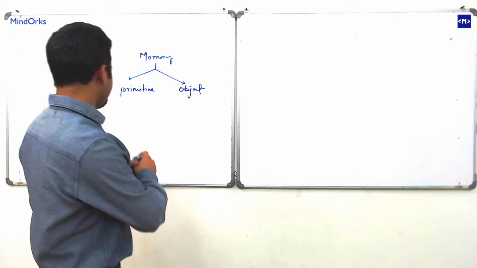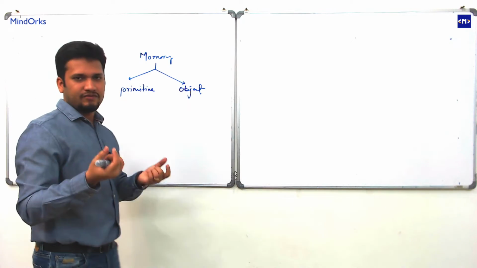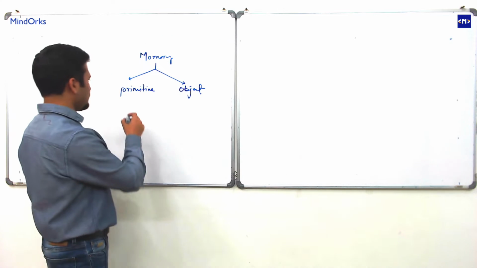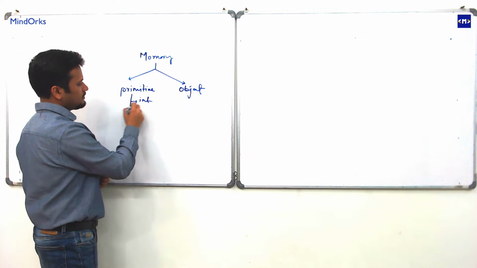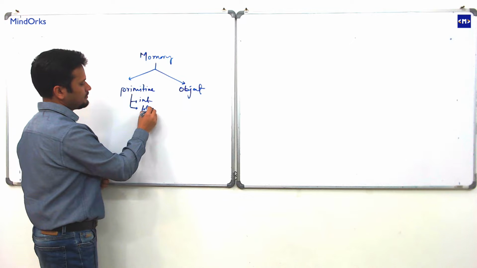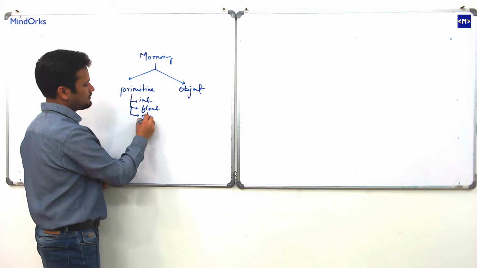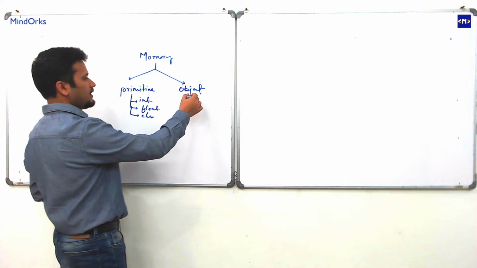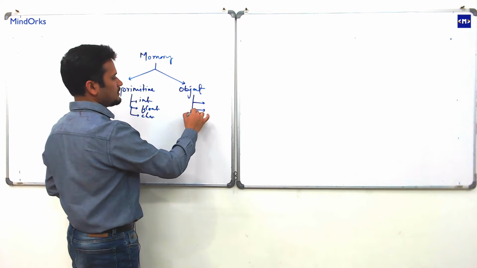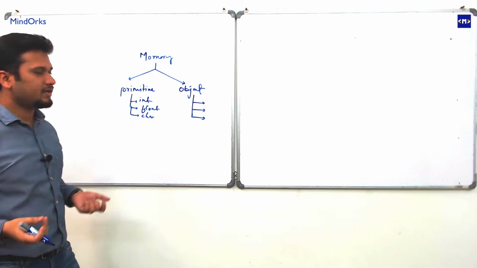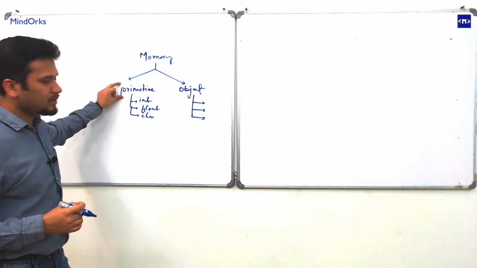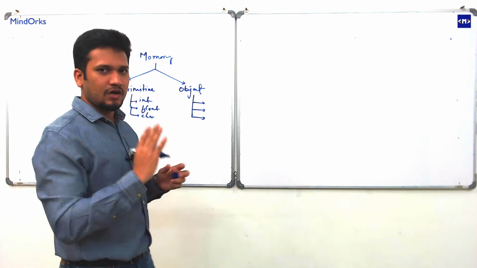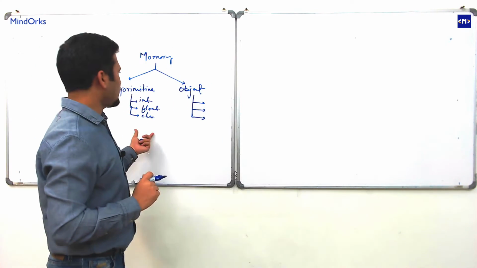So primitives are the basic fundamental data types that the language provides. For example, your int, your float, your character. All these are basically your primitive types. And object types are basically the complex data types which are built using the primitives. Now, there are different ways Java handles primitives and objects.